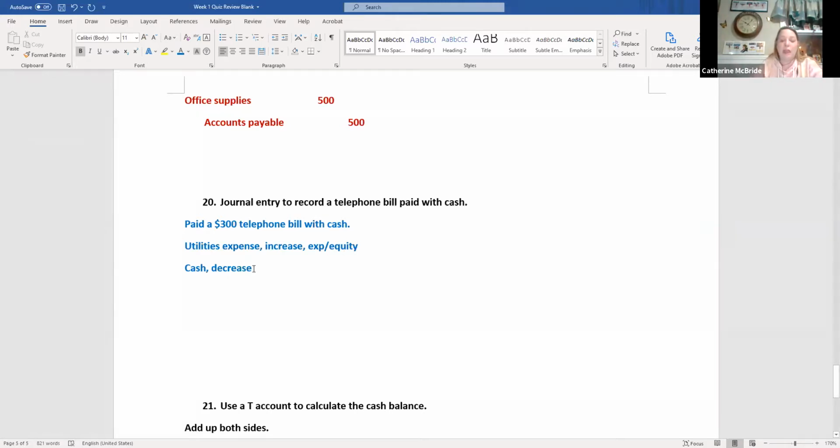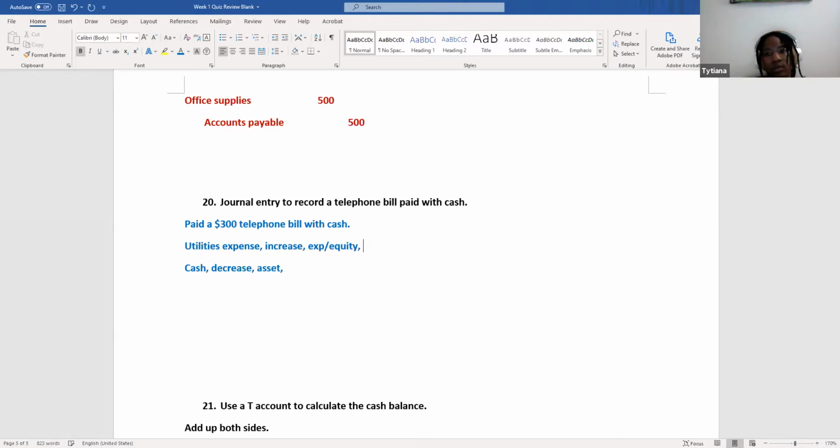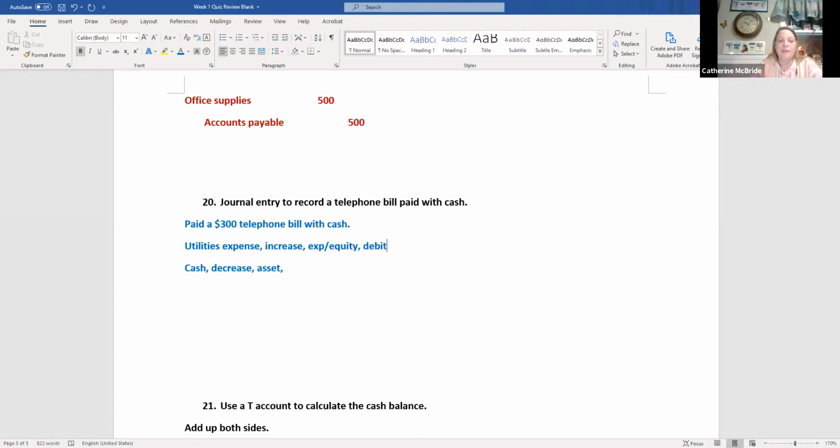Equity, expense decrease. What type of account is cash? Asset. Yep. If we increase an expense, do we debit it or credit it? Debit. Increase in expense, debit it. It's on the right-hand side, but it behaves like the left-hand side because it decreases equity. If we decrease an asset, do we debit it or credit it? Credit.